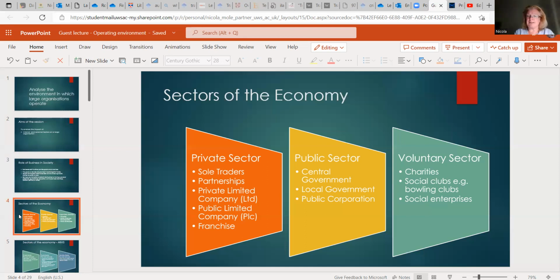The public sector consists of the central government, local government, which is in the smaller areas, and public corporations, which provide services like water and gas. We then have a third sector, which is the voluntary sector, and that's where our charities sit, social clubs like bowling clubs and social enterprises.